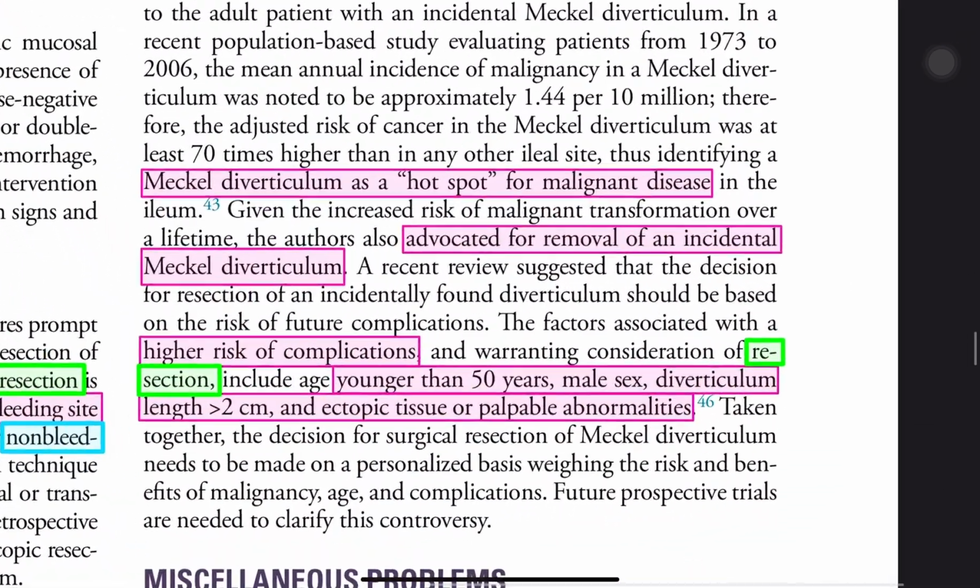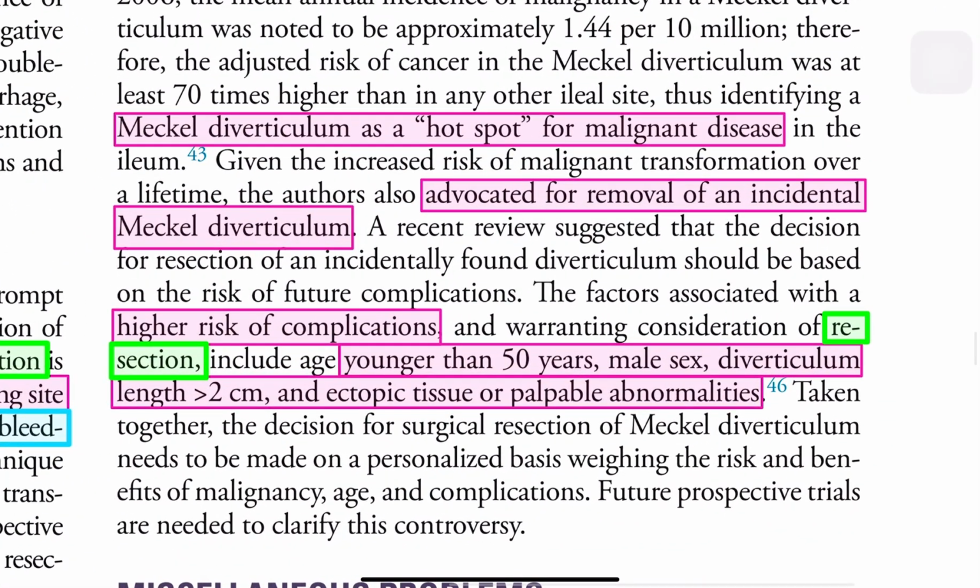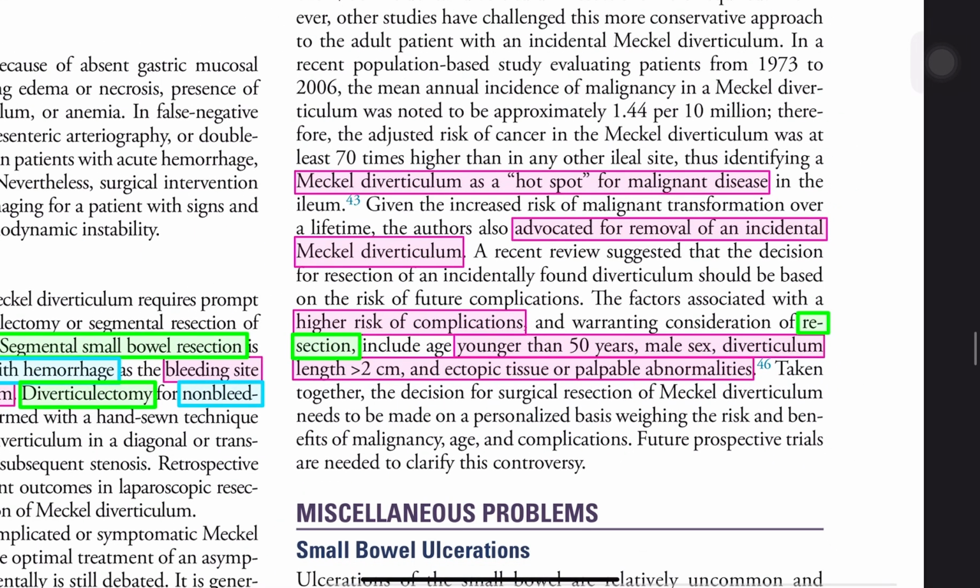Okay. Now, Meckel's diverticulum is a hot spot for malignant disease, so it is better to remove an incidental Meckel's diverticulum. And because of the higher risk of complications, it is better to do resection in patients younger than 50 years, male sex, diverticulum length more than 2 centimeter. If ectopic tissue or a palpable abnormality is present, it is better to resect. Okay.